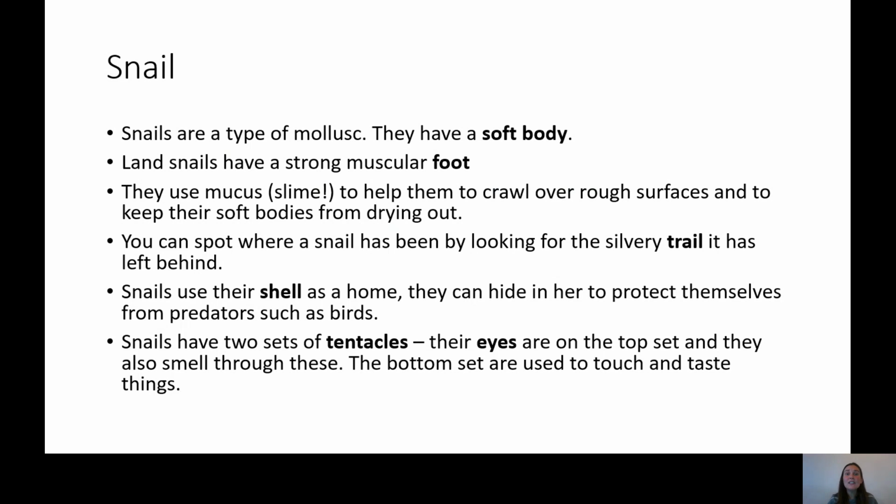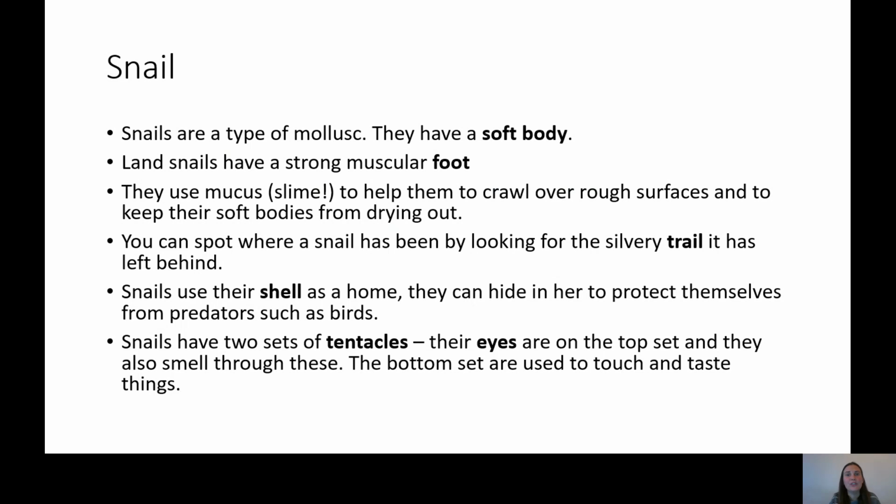So snails are a type of mollusk. They have a soft, unsegmented body. There are lots and lots of different types of snails. So there are snails that live in the water, but today we're going to be looking at land snails, like our garden snail that we can find in our local area. So land snails have a strong, muscular foot.